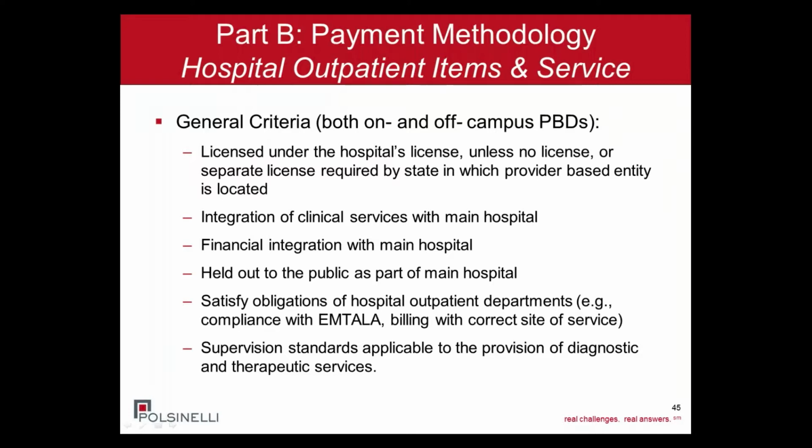There are certain rules that are specific to on-campus and off-campus locations, but there are some general criteria on this slide that are common to both. The department has to operate under the main hospital's license if that's allowed under state law. It has to be held out as part of the main provider and be both clinically and financially integrated with it. Generally it just has to act like part and parcel of the hospital, meaning it meets all of the hospital conditions of participation that we talked about when we talked about enrollment, and it holds itself out and has signage to indicate that it is a hospital department.